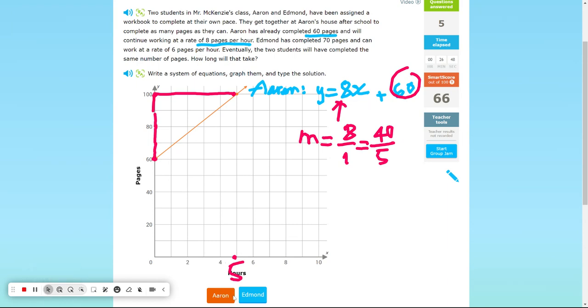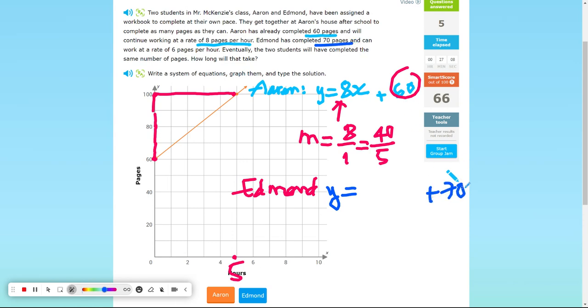Okay, so move on to Edmund. Here we go. Okay, so the equation of Edmund over here. Take a look. Edmund completed 70 pages. So 70 should be in the back. 70 is a set number, okay? Edmund can work at the rate of 6 pages per hour, all right? So 6 should go in front of x.